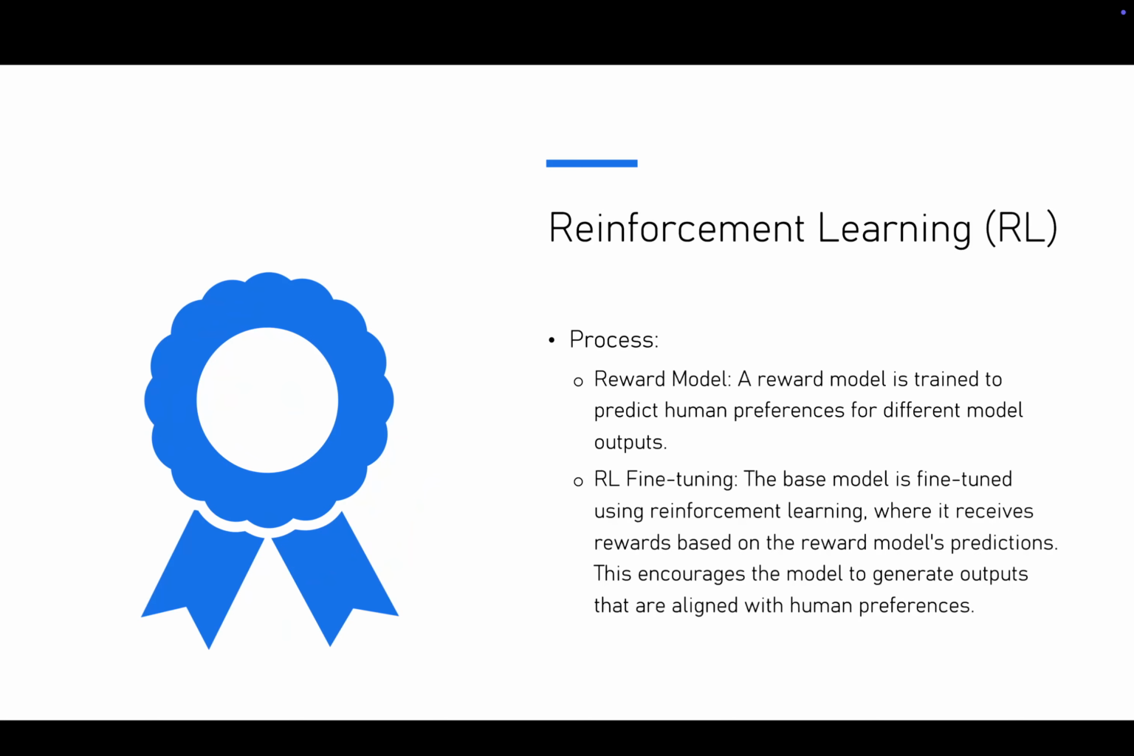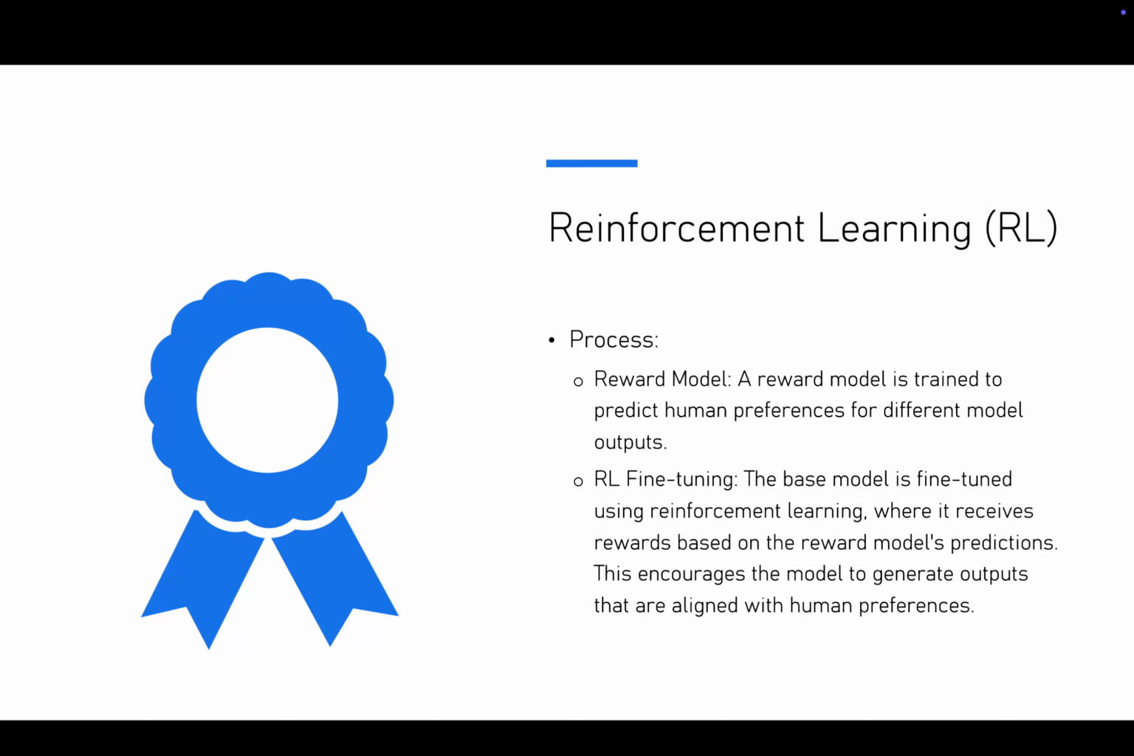And they did this by incorporating a reward model where it's essentially trained to predict human preferences for different model outputs, and RL fine-tuning, which is just using reinforcement learning, where it receives rewards based on the reward model's predictions. This encourages the model to generate outputs that are aligned with human preferences.